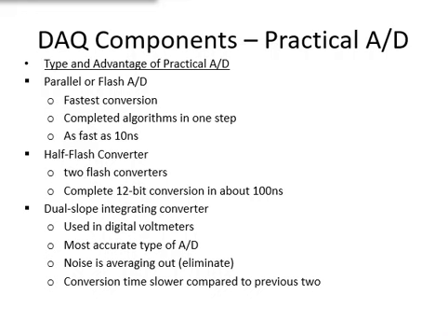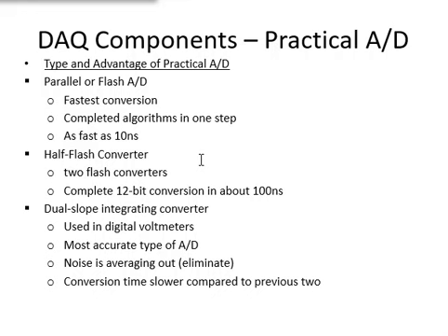Types of practical AD and their advantages are shown in the slide. The first type of converter is the parallel or flash AD converter. It has faster conversion, can complete the algorithm in one step, and is as fast as 10 nanoseconds. The second type of converter is the half flash converter. This converter has two flash converters and is able to complete 12-bit conversion in about 100 nanoseconds.